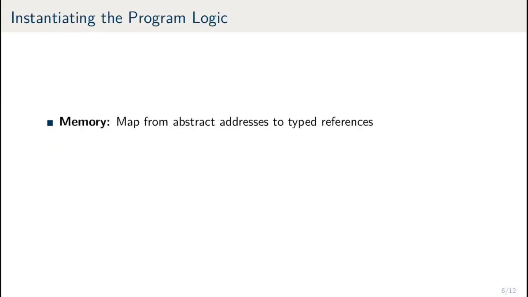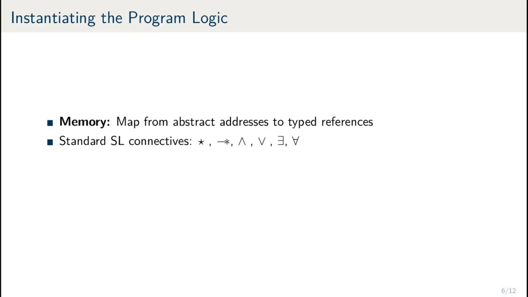Now that we have generic semantics, we need to instantiate our state type class to provide a program logic. The first step is to instantiate the memory type. And for this, we're going to remain standard and consider memory to be a map from abstract addresses to typed references. We can then instantiate our separation logic.